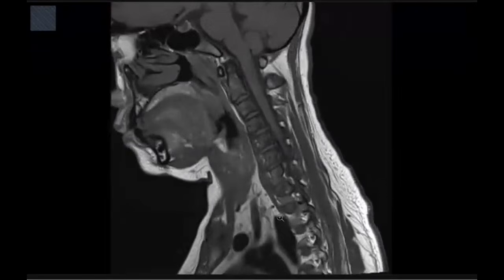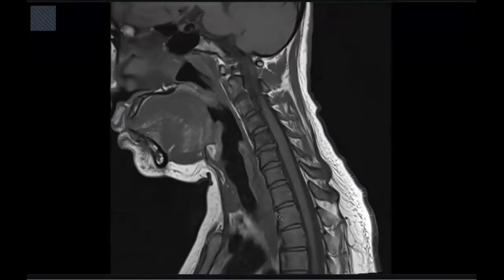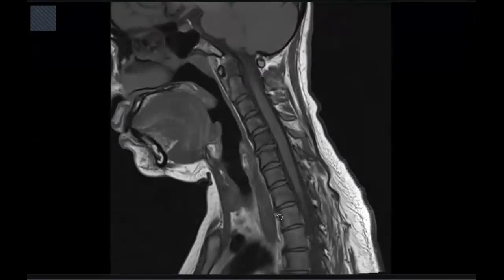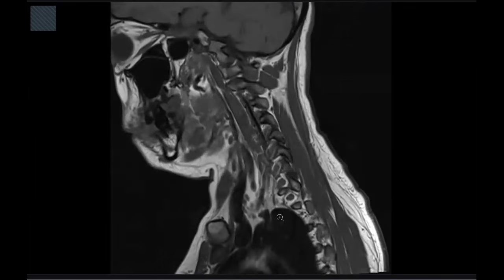I'm looking at the vertebral bodies now. The vertebral bodies show some marrow signal abnormality. They are diffusely T1 hypointense marrow. On the T1 it should be hyperintense. I want to see the T2 weighted images if available to look at the marrow.